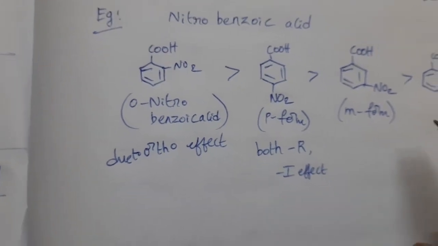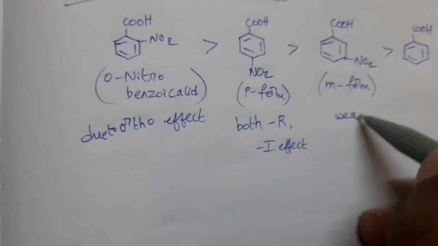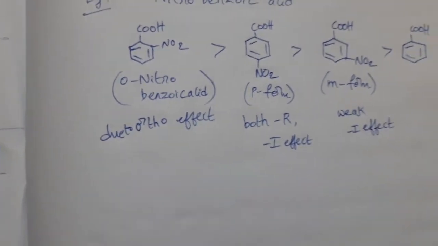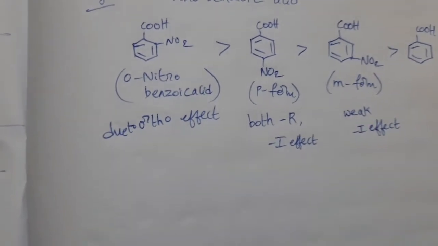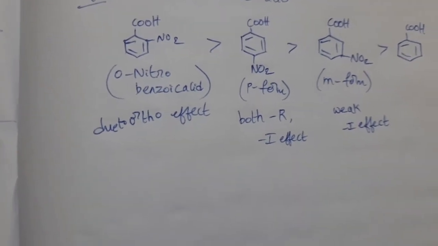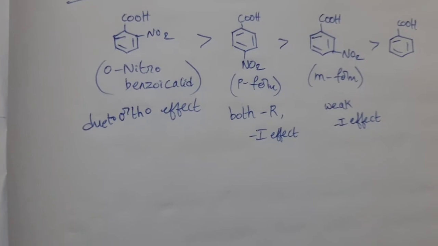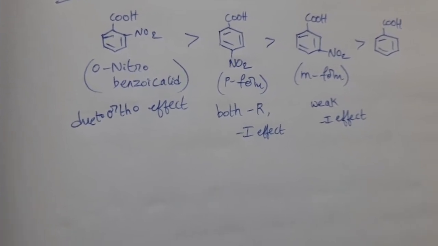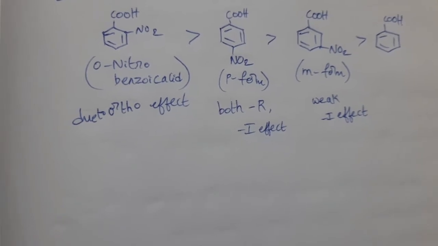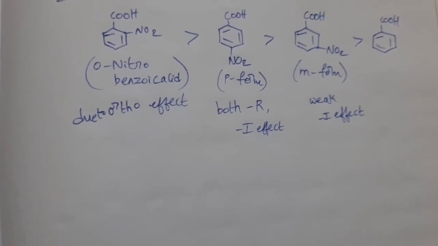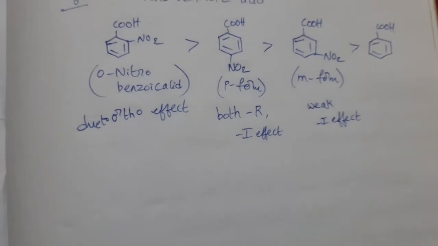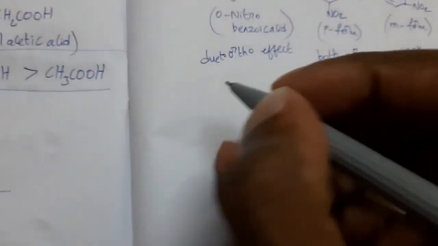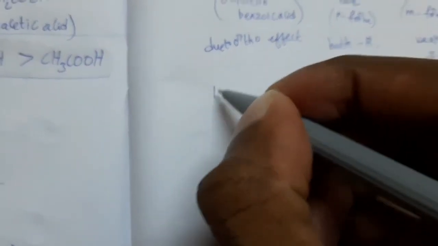But in the case of meta form, only a weak minus I effect is there. The inductive effect is weaker than the resonance effect. In para form, two types of effects we can observe, but in meta form, only the negative inductive effect is operating. So its acidic strength is less than this one. So this is the order. Next, see the next one.